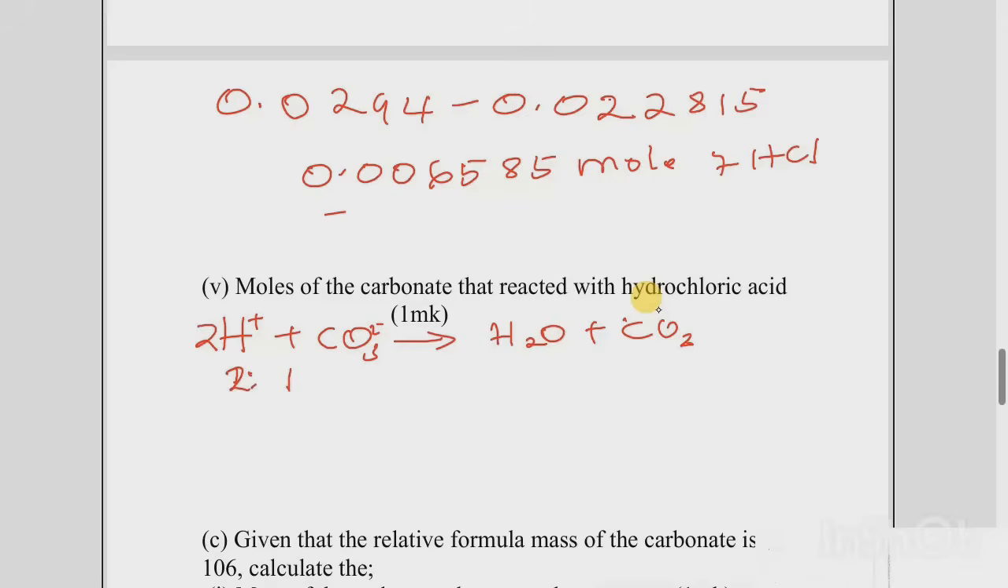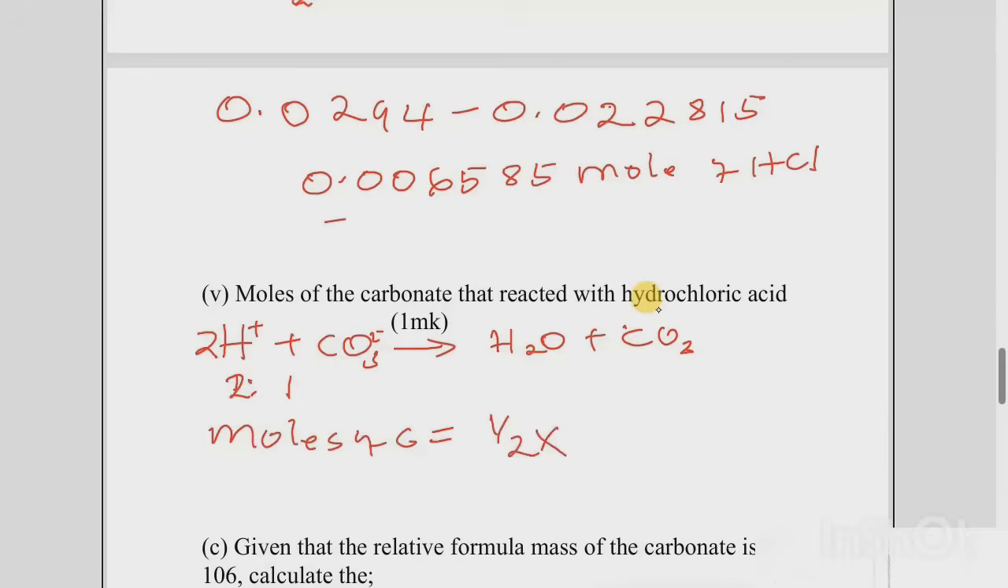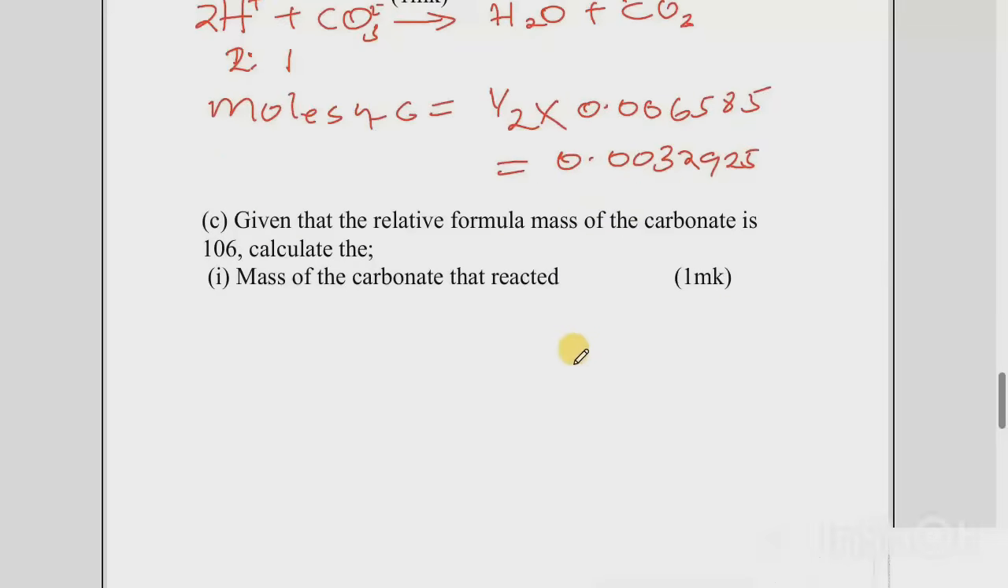But we have the number of moles of hydrochloric acid to be what? Because of the ratio 2 to 1, the carbonate is going to have half of the number of moles. Therefore, moles of C, that is the carbonate, is equal to a half that of the acid, which is 0.006585. And that one gives us 0.0032925 moles. This is the number of moles of the carbonate. Very important.